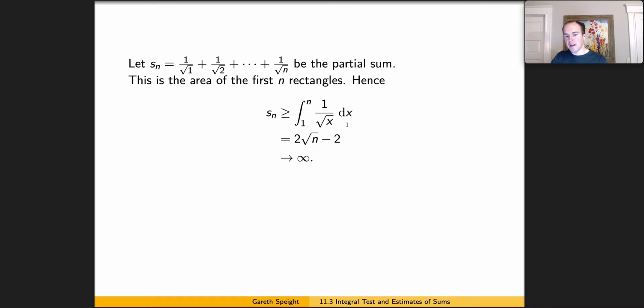This we can calculate exactly, finding the antiderivative, plugging in n, plugging in 1, and subtracting them. We get 2 square root of n minus 2. That goes to infinity as n goes to infinity. So Sn is larger than something that goes to infinity. Sn is also going to go to infinity. Okay, so that says that the sum of 1 over square root n diverges. Remember, saying something about a sum or an infinite series is exactly the same as talking about the limit of the partial sums.